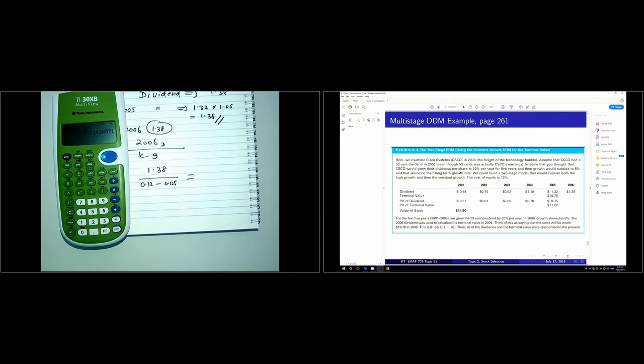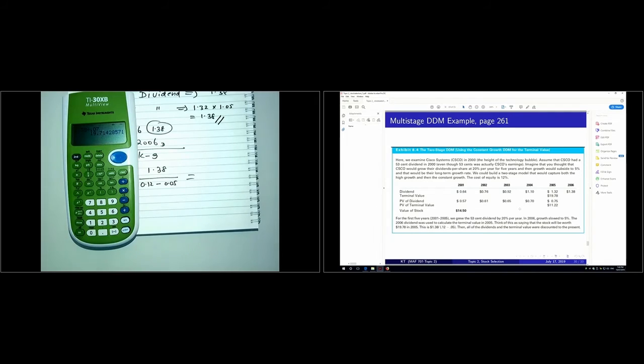19.71. Now, 19.71 is only because we rounded this. It will be 19.78, right? Because we rounded all these dividends, 1.32, 1.38, but you shouldn't round them. You should maintain the normal digits, and the actual value is 19.78. What I got was 19.71 because I was using the rounded values. So what is this 19.78? This 19.78 is the terminal value.